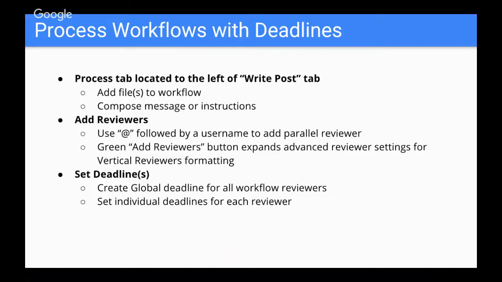Using the @ symbol followed by a username will add them as a parallel reviewer to the workflow. The parallel reviewer format only requires that one reviewer has to approve the document. To set the workflow to vertical reviewer formatting to require all reviewers to approve the document, you can set that by clicking the Add Reviewers button that expands a pop-up window.